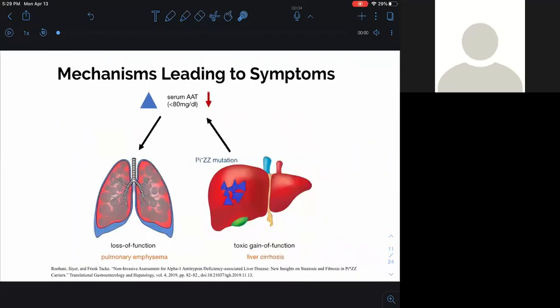All right, so AATD is actually a pretty unique disease among other protein misfolding diseases because of its mechanisms that can cause its severe symptoms. Seen in this graphic here, the mutation of AAT incorporates both a toxic gain of function within the liver as well as a loss of function within the lung, and these can result in liver cirrhosis due to the PiZ mutation and emphysema due to the lack of AAT in the blood. So we will break down each of these mechanisms to explain why these diseases occur and how they occur for patients with AAT.